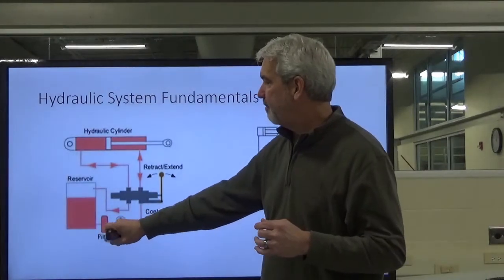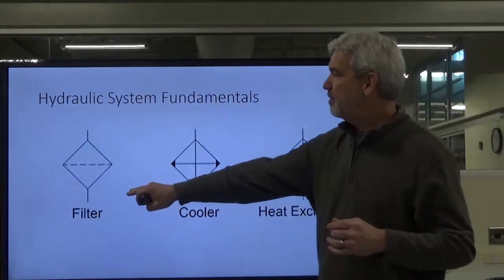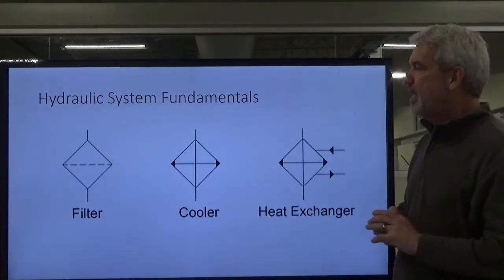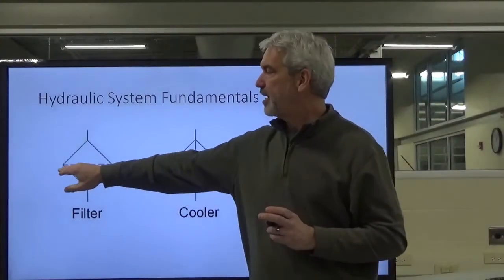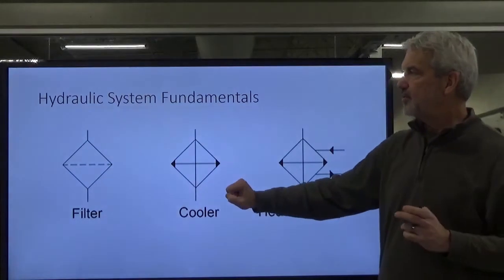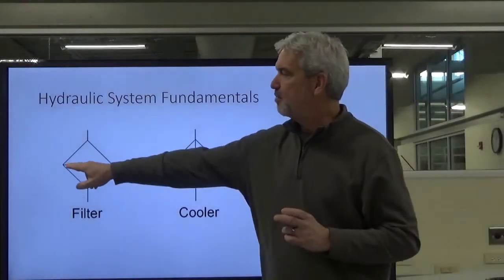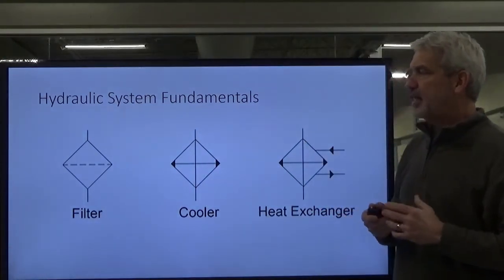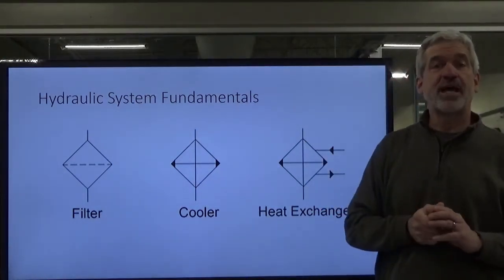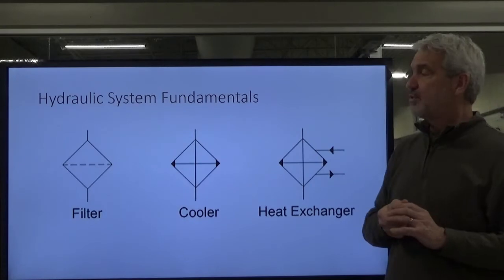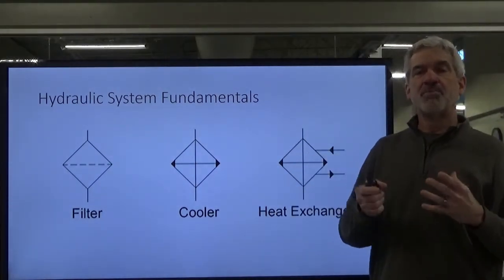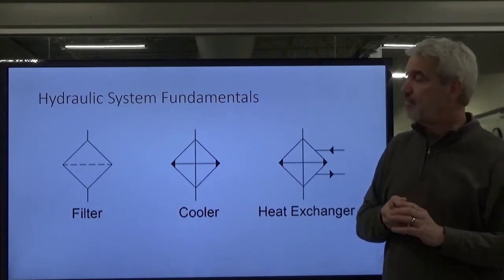And so this next one, here we go. These are 3 different conditioning devices, okay? Now, this one is a filter with the dotted line through there. I hope you can see that okay on the screen. But it's a diamond with a dotted line, or dashed line, excuse me, inside the diamond. That tells it's a filtration device, okay? So it's going to filter the oil or condition it by removing contaminants from the oil, okay?